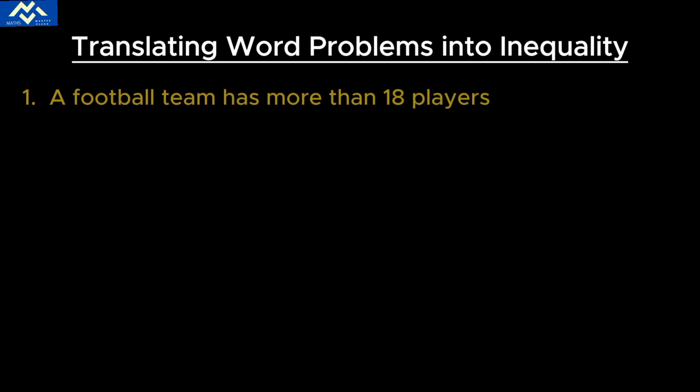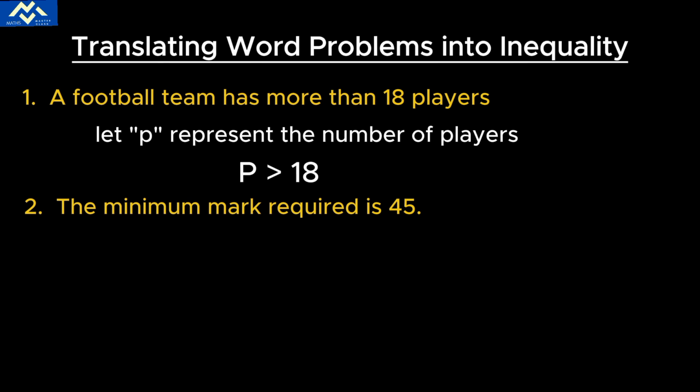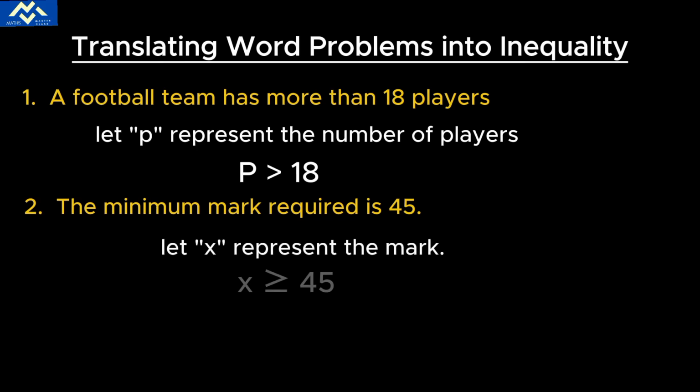Question 1. A football team has more than 18 players. Pause the video and try it yourself. If the number of players is represented by P, then the answer is P is greater than 18. Question 2. The minimum mark required is 45. Try this yourself. If the mark is represented by X, then the answer is X is greater than or equal to 45. Because minimum means greater than or equal to.